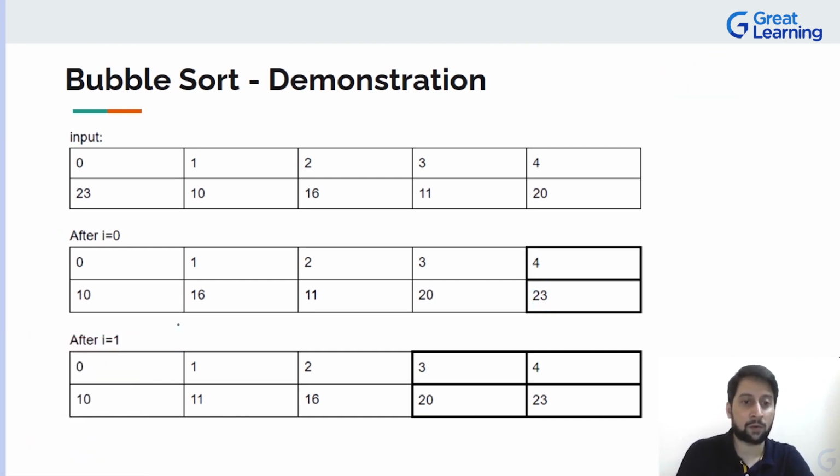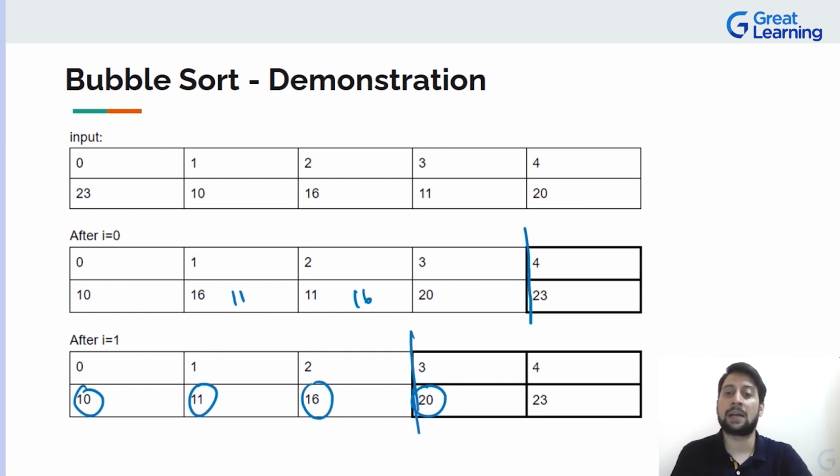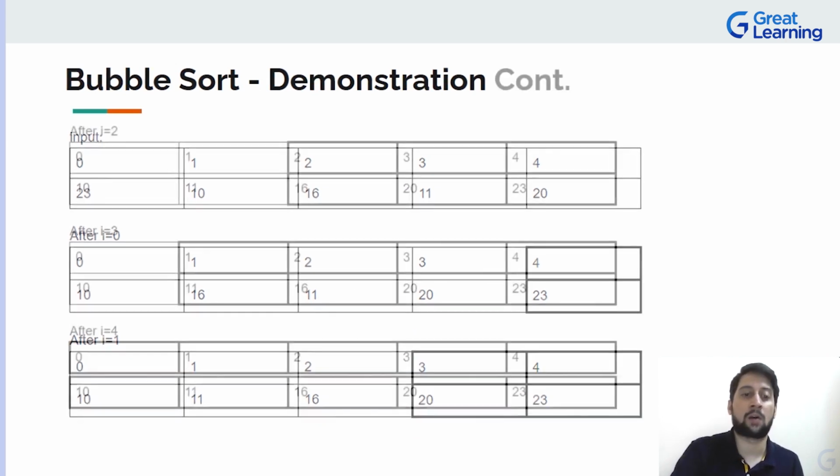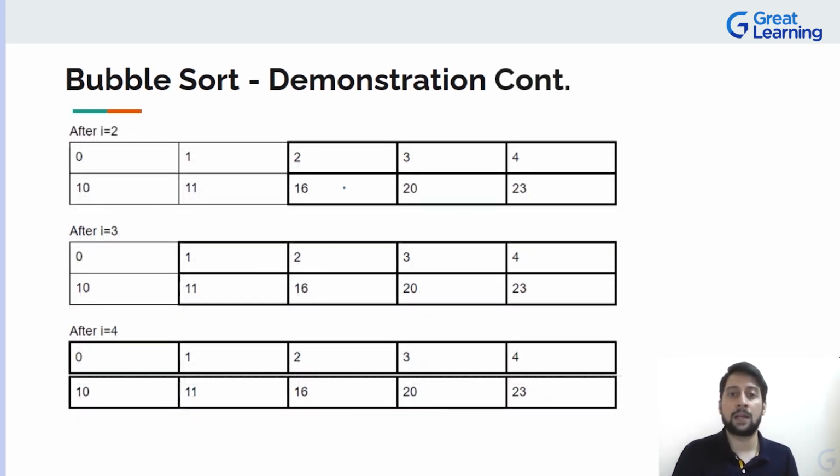So now next time around, what happens? This 10 will be compared with 16. So nothing will happen because 10 is less than 16. Next time 16 is compared with 11. They will be swapped. 16 will be here. Next time 16 will be compared with 20. Nothing will happen because 16 is less than 20. So after the second iteration, you will get 10, 11, 16 and 20. So again, now you see this was not compared after the first iteration. Now after the second iteration, we will not compare these two elements, because they are at their original positions.